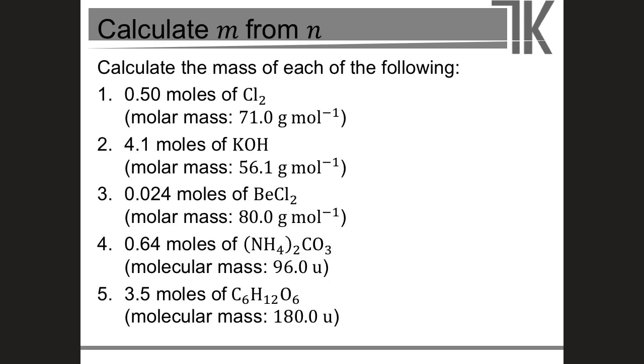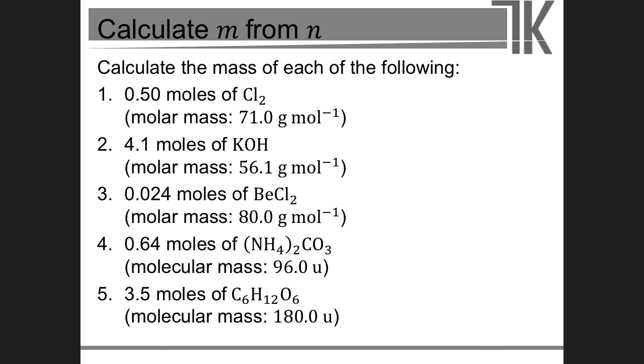So these questions here probably more closely resemble what you could expect from your exam. Calculate the mass of each of the following, and each of them gives you either the molar mass or the molecular mass. So have a go at these. Maybe, if you're feeling very confident with it, try number 1 and then try number 4 so that you're using one with the molar mass and one with the molecular mass. But if you're feeling really confident with these, again, feel free to skip ahead to the next section, which is calculating the number of moles from the mass.